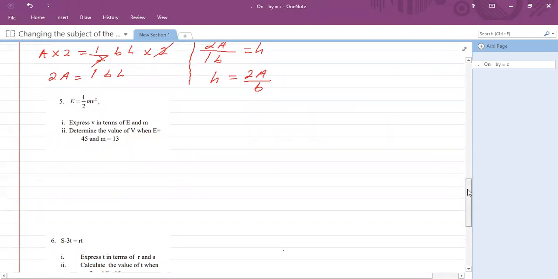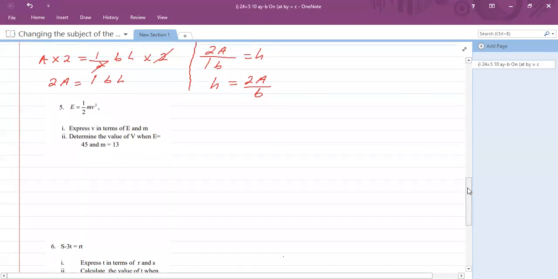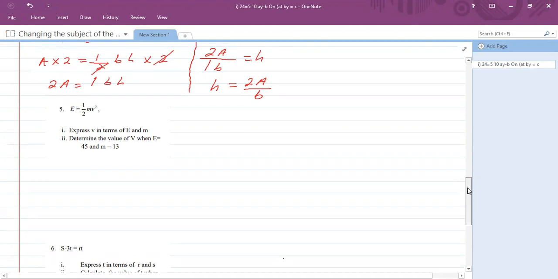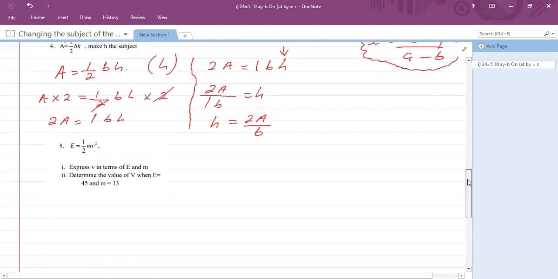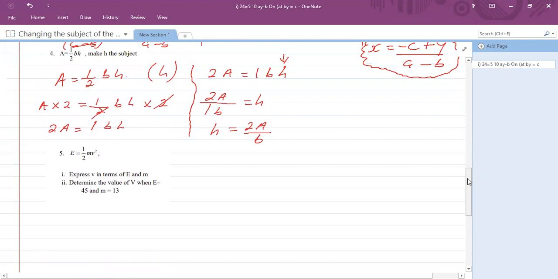Number 5. I need you to try number 5 for me now. Number 5 is similar to number 4, right? I want you to try it for me. Can you please try that for me?